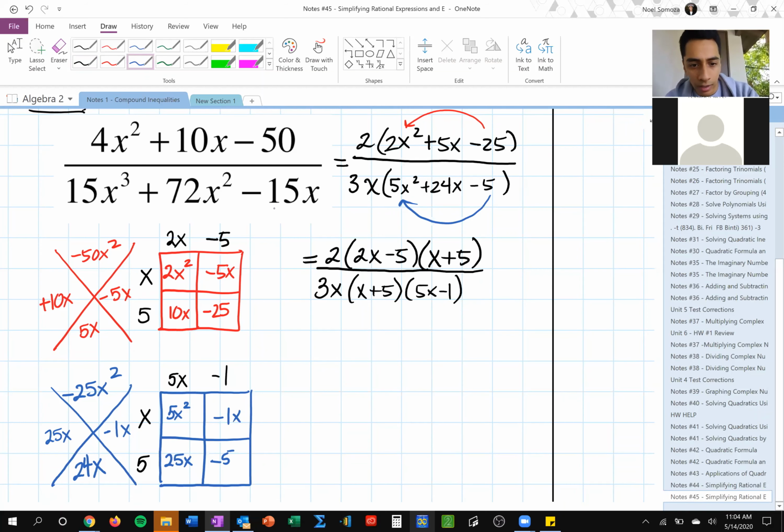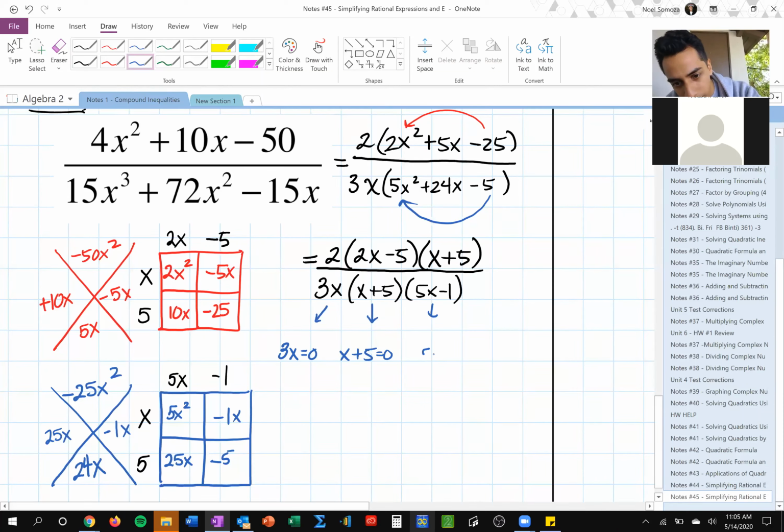So go ahead and set, in this case, you have 3 separate expressions or 3 separate factors. Don't forget to use this 3x here as something that you're going to set equal to 0, because there you're going to find a value that if x happens to be 0, it will turn the whole denominator into a 0. Okay, so go ahead and split this up into 3 separate equations. So you have 3x equals 0, x plus 5 equals 0, 5x minus 1 equals 0.